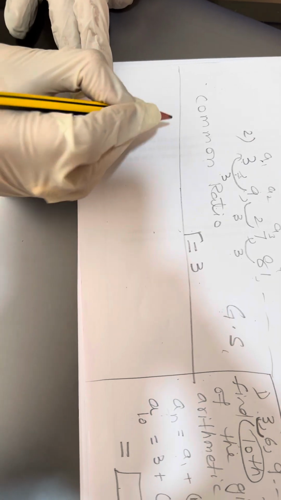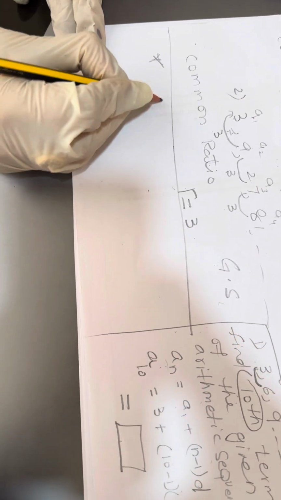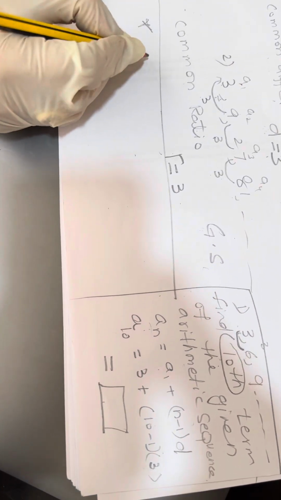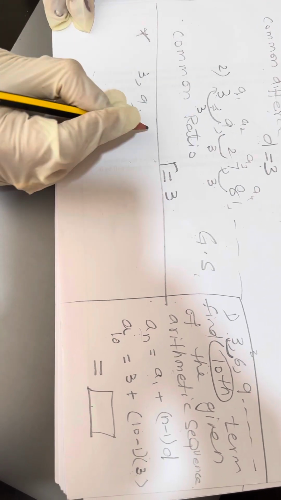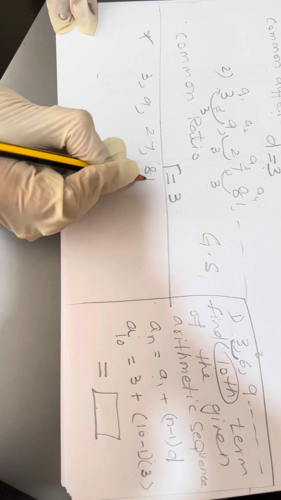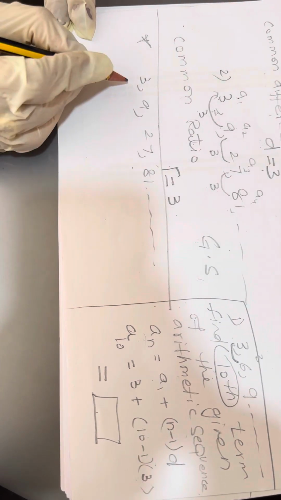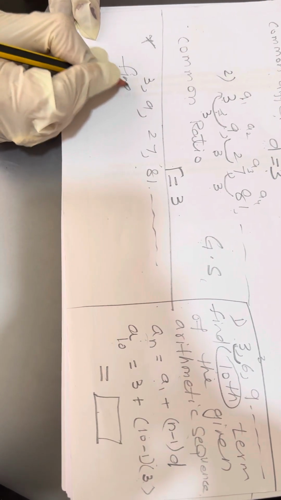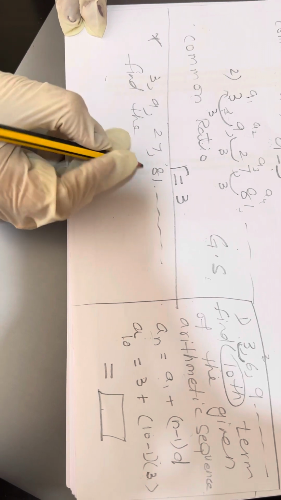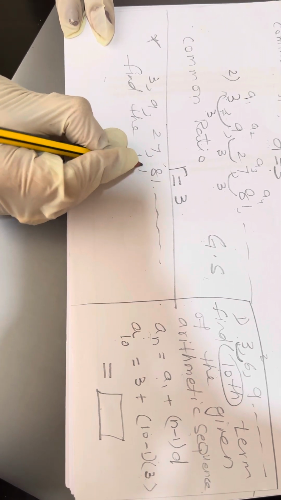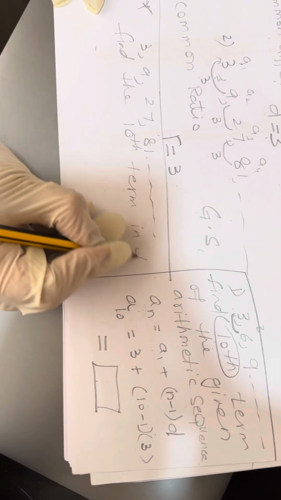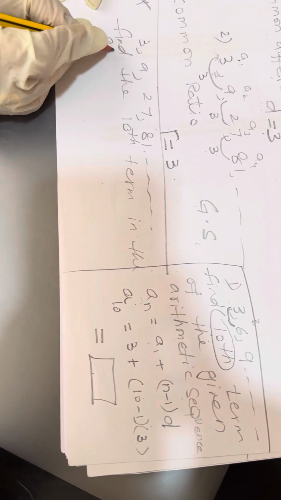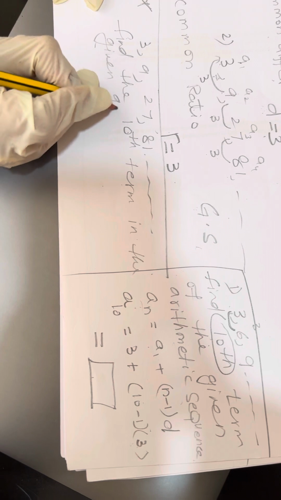For example, if I give you a geometric sequence, let me take this sequence 3, 9, 27, 81 and so on. And I'm telling you to find, let's suppose the same thing, the 10th term in the given geometric sequence.